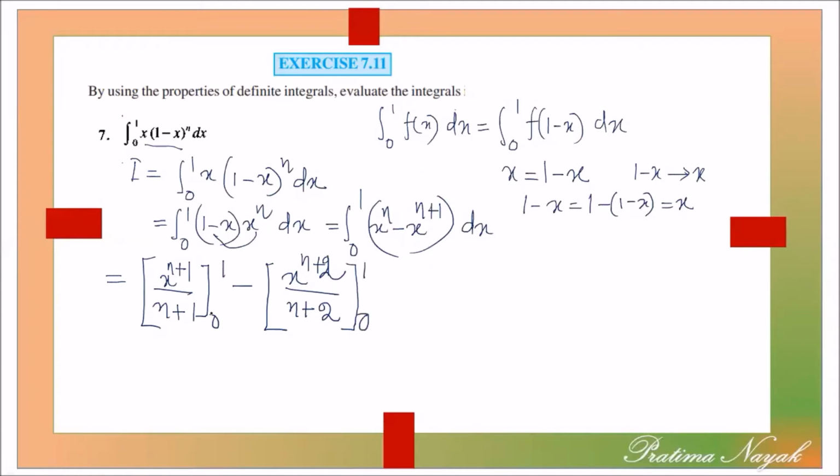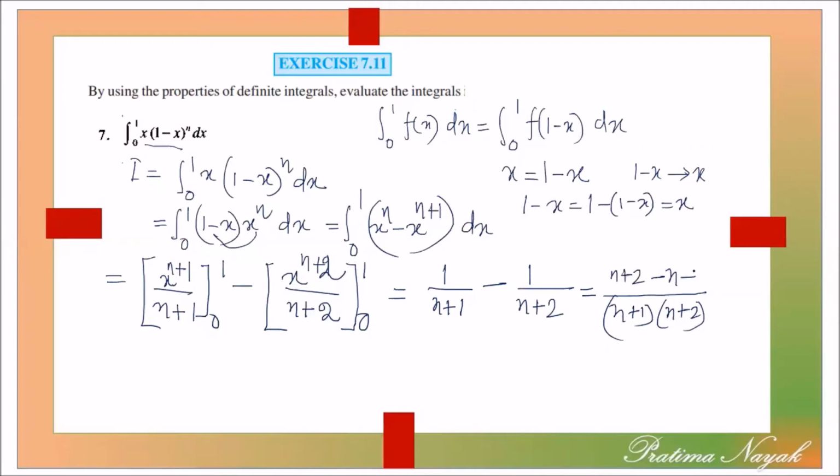So when I put 0, it will become 0. Only 1 will remain. So 1 to any power is 1. If I put 1 here, 1 to any power is 1. So 1 by n plus 1. And again, if I put 1 here in place of x, it will be 1. 1 by n plus 2. So the calculation part is very easy. n plus 1 into n plus 2 is your LCM. And here n plus 2 minus n minus 1. How much am I getting? I am getting 1 by n plus 1 into n plus 2.